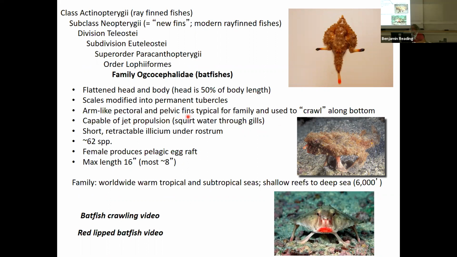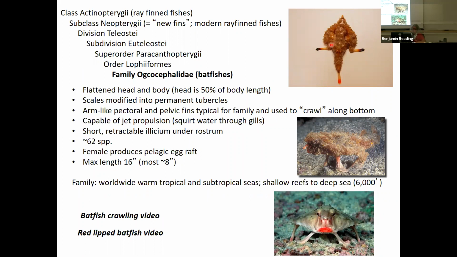Arm-like pectoral and pelvic fins. And just like the other fishes we just showed, the frogfishes, these things can crawl. These are like legs. They can crawl around on the bottom. These things actually are capable of jet propulsion, though.